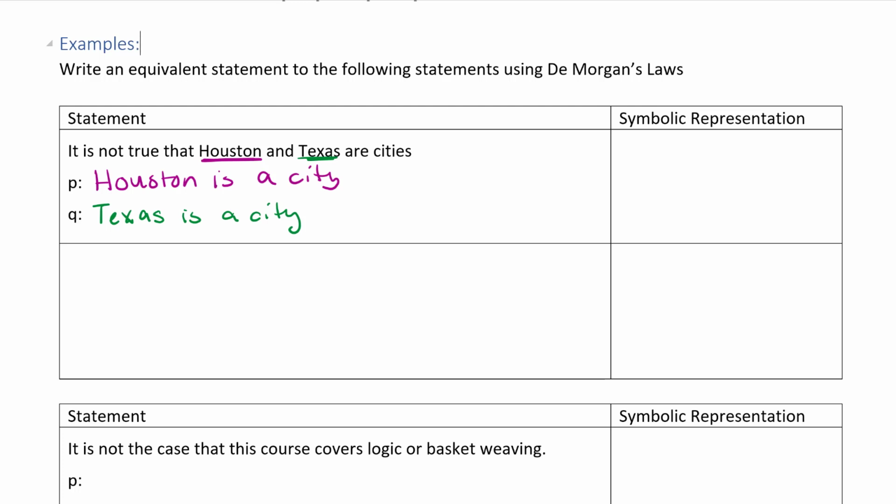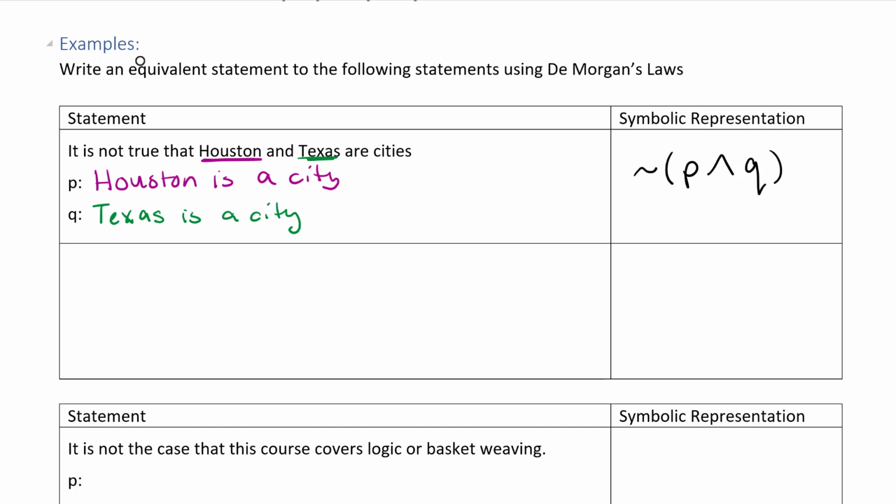It is not true that. That's one big fat negation with a parentheses. It is not true that, and then whatever comes next goes inside the parentheses. Houston, that's P, and Texas are cities. So and, that is a conjunction. Texas is a city. Okay, so I know it says it is not true that Houston and Texas are cities, but really there's two statements there. Houston is a city, Texas is a city. Those are two statements, and we're putting them all together.